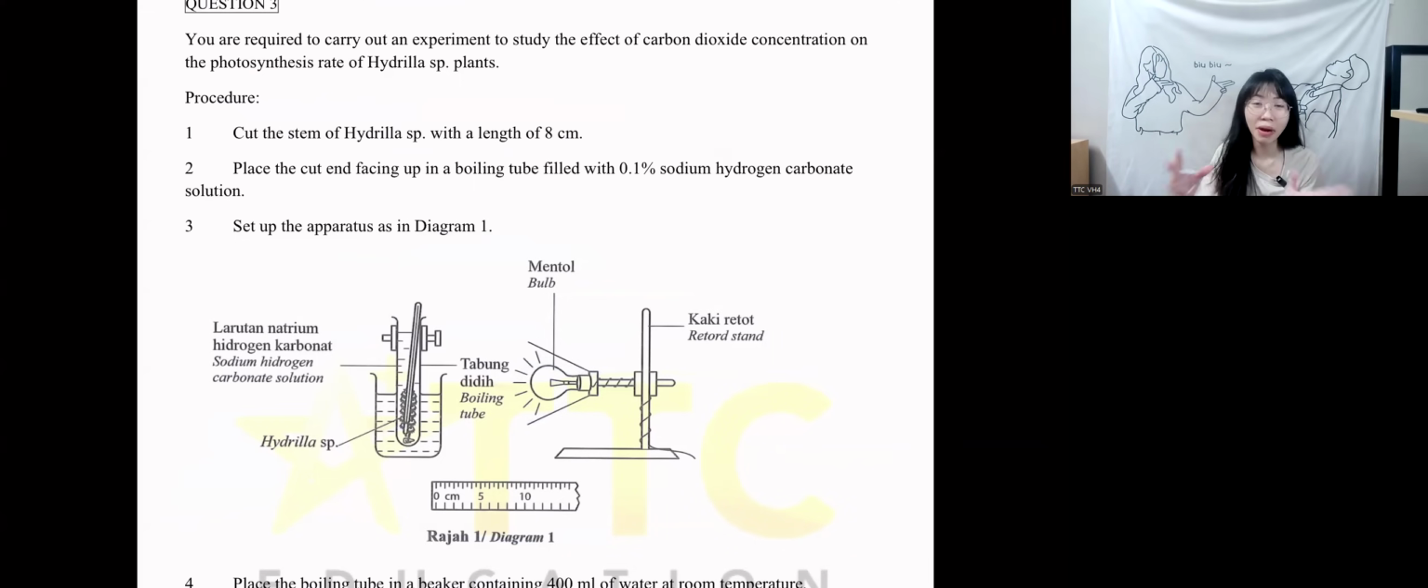Because in one of the apparatus, maybe they have a paper cup or maybe a plastic cup. They'll put it on the outside here, and then you have to make sure that the light faces towards your plant. Paper clip, if there is plasticine without the retort stand, you can put plasticine at the bottle to make sure the boiling tube doesn't move, if there's plasticine or modeling clay.